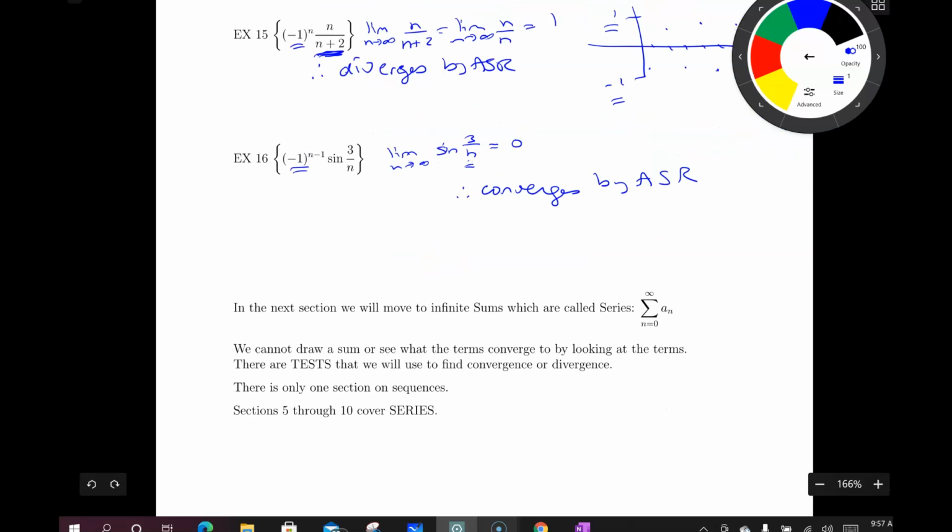Okay, so the next section we move into infinite sums, which are called series, where I was showing you how you could draw a sequence. We cannot draw a sum, because that's like saying add this and then put this on top of the pile and this on top and this on top and this on top. And we're going to look to see if it converges or diverges, and we're going to have tests. We'll have tests on these series.